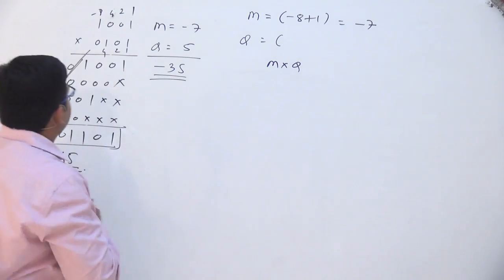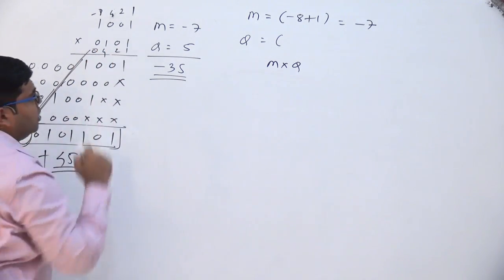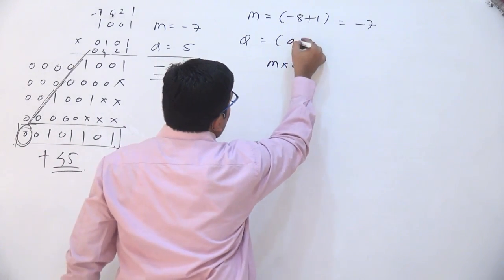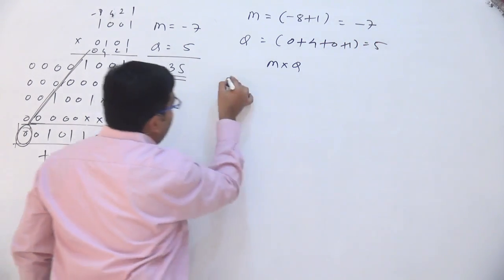Here we will take all place values. So it is like 0 plus 4 plus 0 plus 1, because these two bits are 0. So for Q we will take 0 plus 4 plus 0 plus 1, which is equal to 5. And now I will expand this.